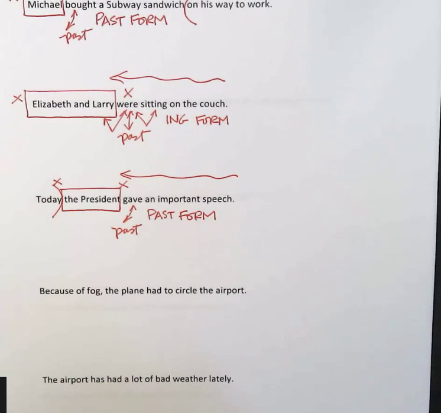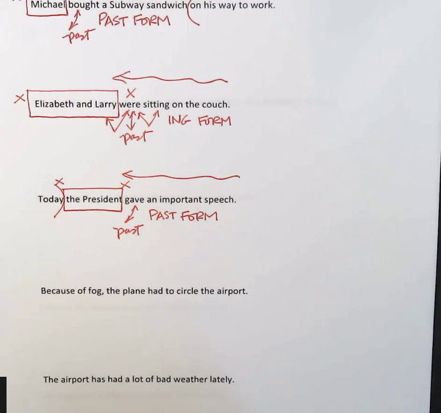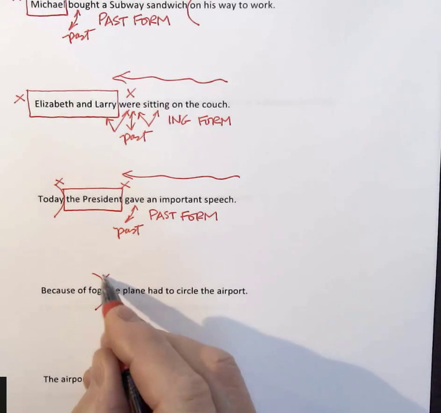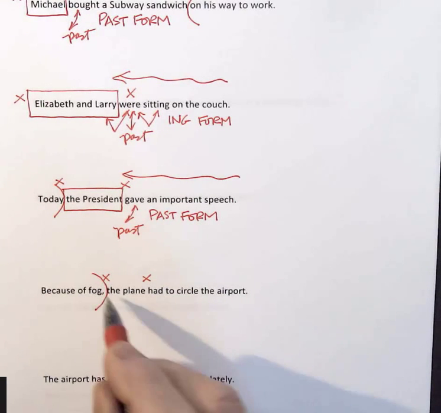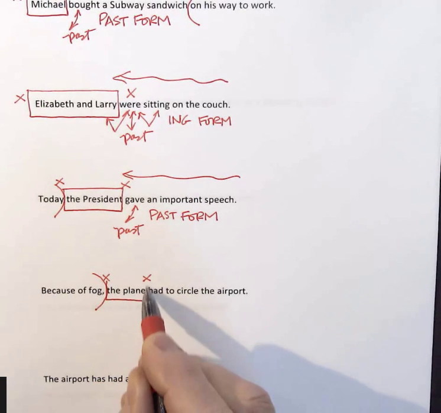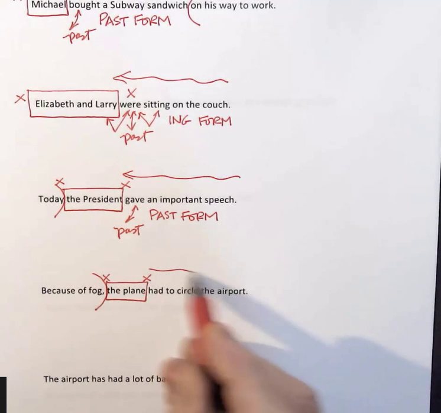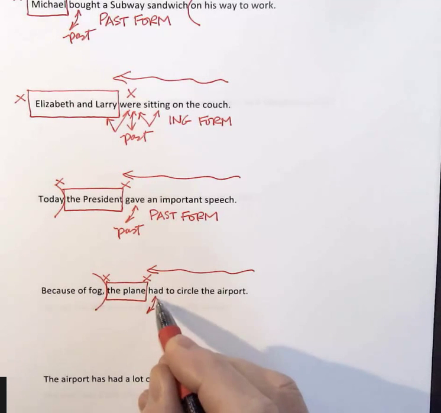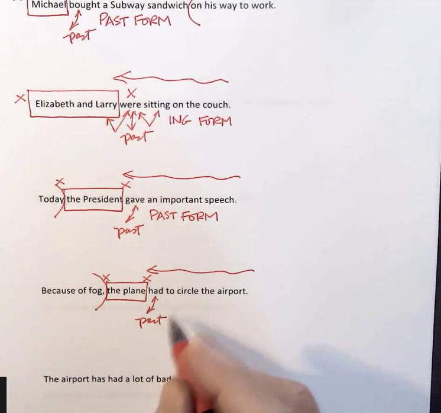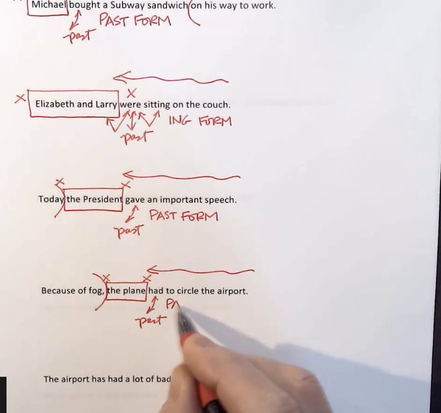Because of fog, the plane had to circle the airport. Shifter. Had looks like an X word, but if I want to make a question, I'd have to ask, did the plane have to circle? The plane did not have to circle, and so the plane is the subject, and everything left is the predicate. Had ties with the past. Had is the past form.